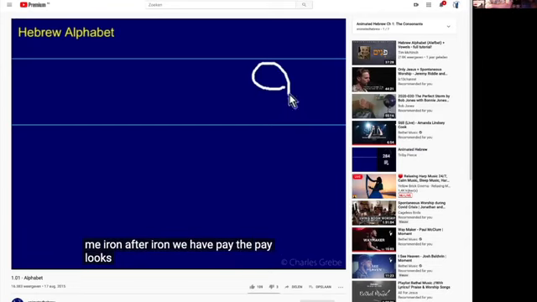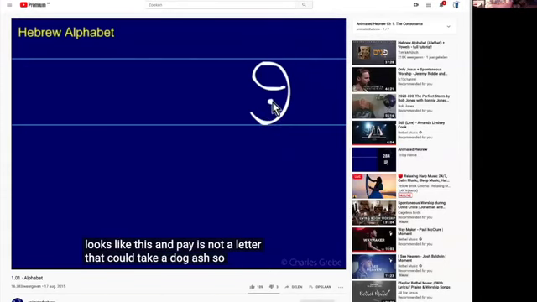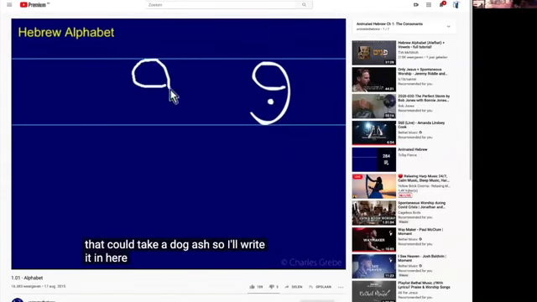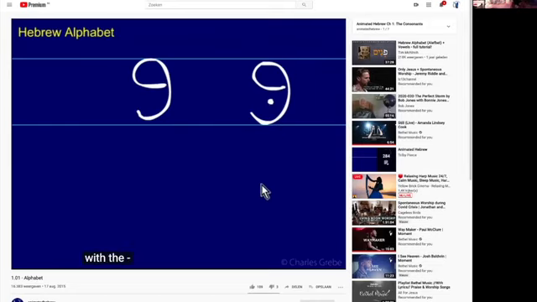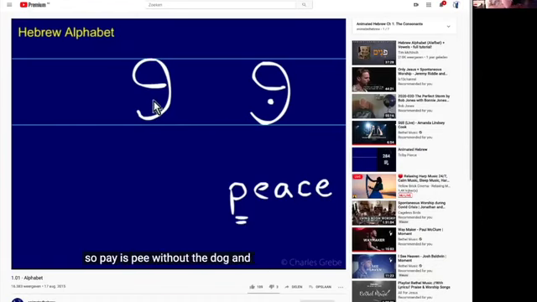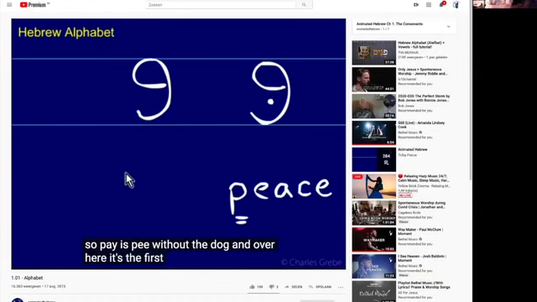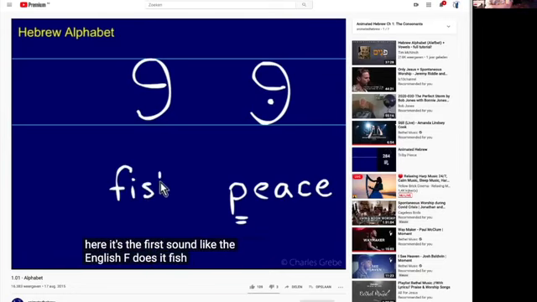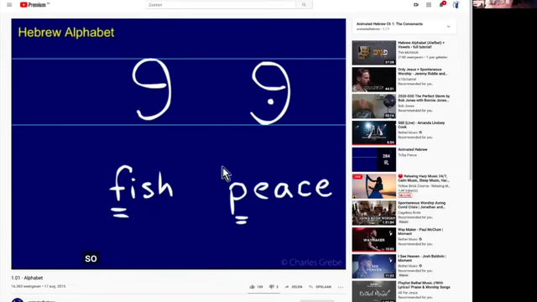After Ayin we have Pei. Now Pei looks like this. And Pei is another letter that can take a Dagesh. So we'll write it in here. With the Dagesh, Pei is P, as in peace. So Pei is P. Without the Dagesh over here, it's the F sound, like the English F, as in fish. So Pei is P or F.